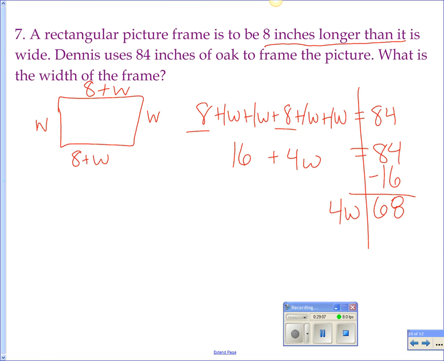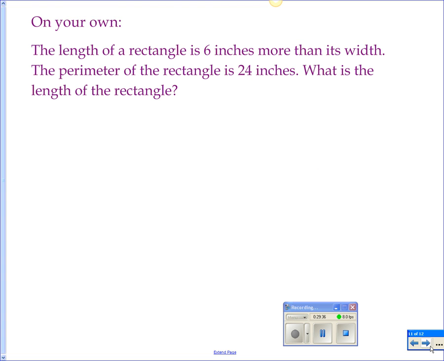Yes, he did. All right. 84 minus 16. All right, what do I do next? What do you get? All right, what's the question ask? Did we find the width? So we're done. All right, do your O's.